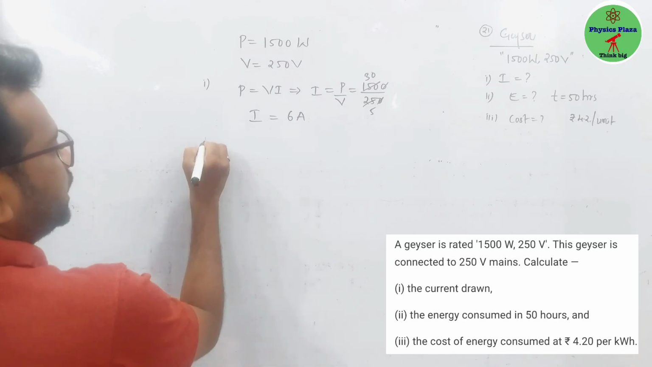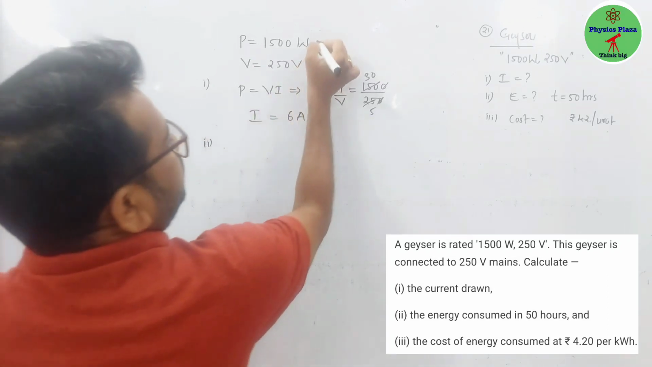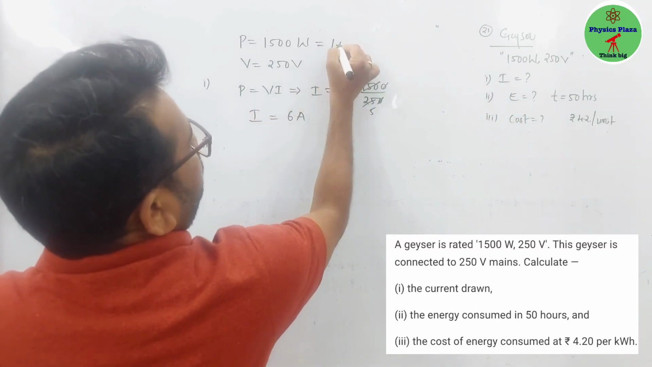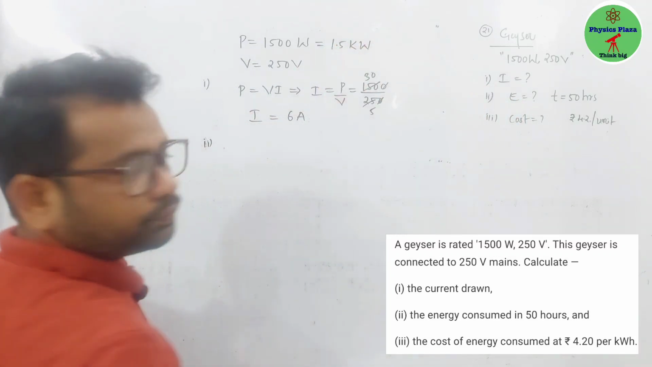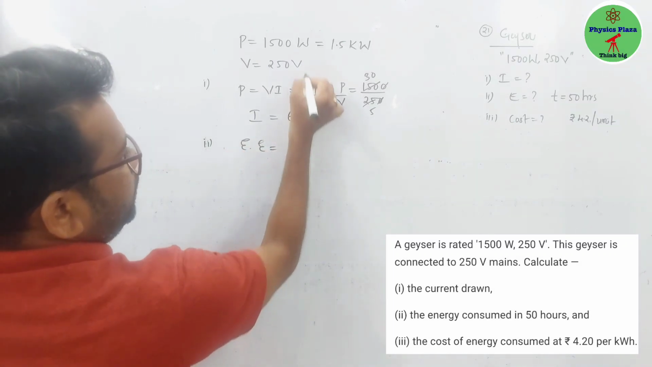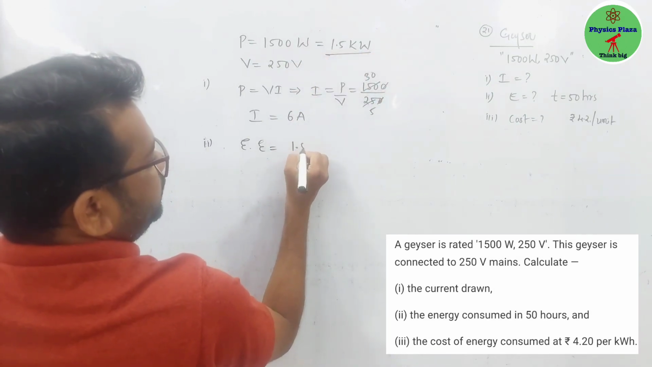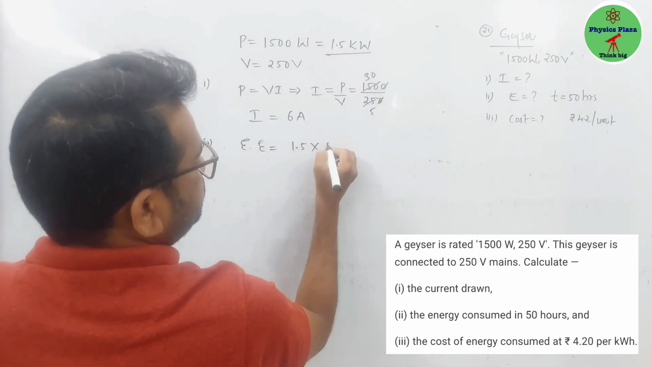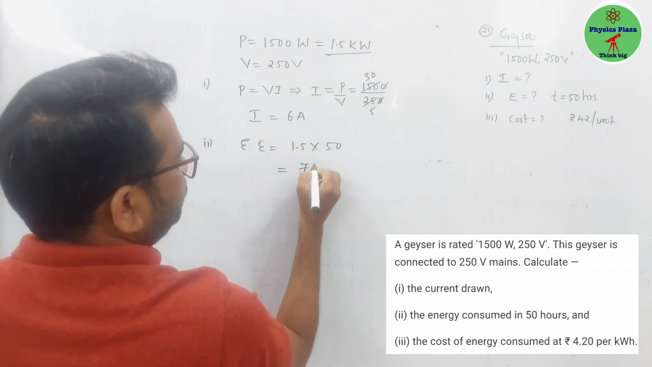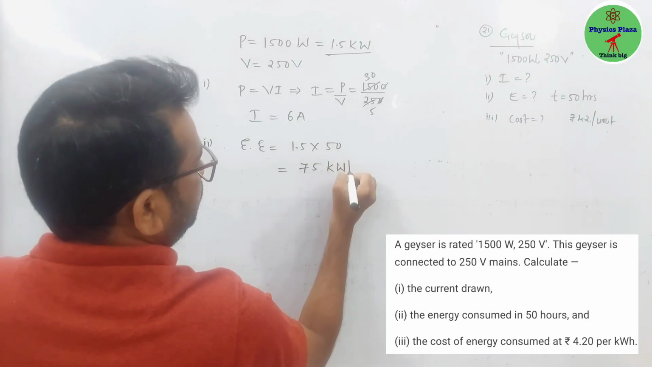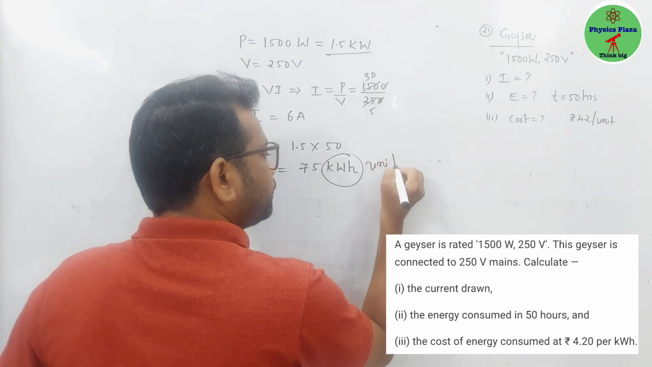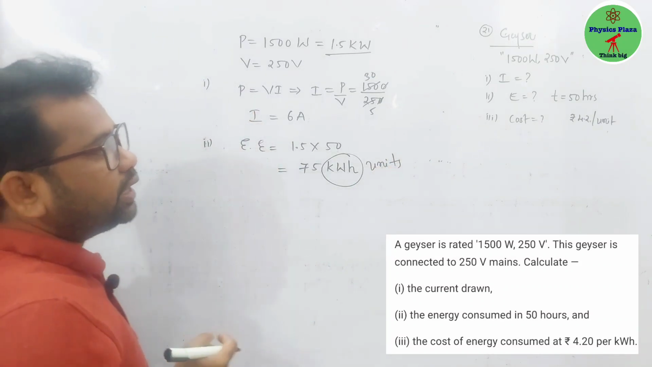Clear? Fine. Now they are asking us to calculate electrical energy. Children, in order to calculate electrical energy, we need to convert power to kilowatt. That is 1.5 kilowatt. They asked for 50 hours. So electrical energy is equal to power, 1.5, into time, 50 hours. So this is going to be 75 kilowatt hour. Means 75 units are consumed. So this much energy.